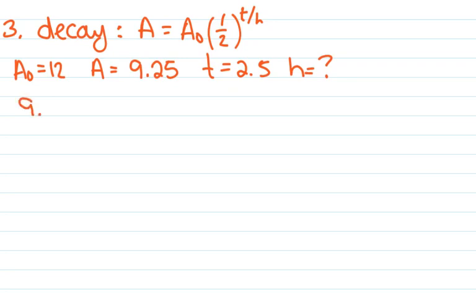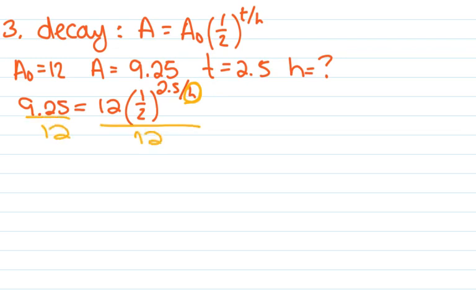So we have 9.25 equals 12 times 1/2 to the power of 2.5 over h. Okay, so how could we find h? Well, we could use trial and error, but there's an easier way that I'm going to teach you. So before I get to the h, first I'm going to get rid of this 12 by dividing both sides by 12. So now I have 9.25 divided by 12 equals 1/2 to the power of 2.5 over h.